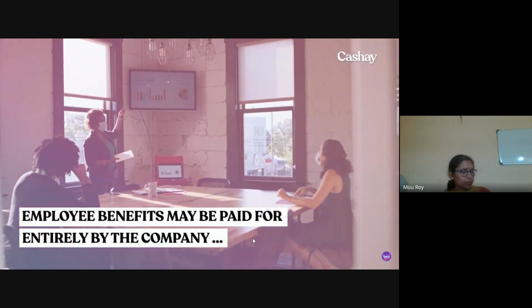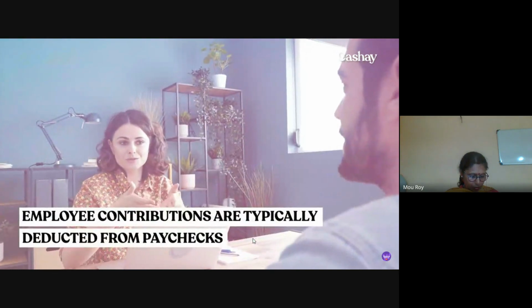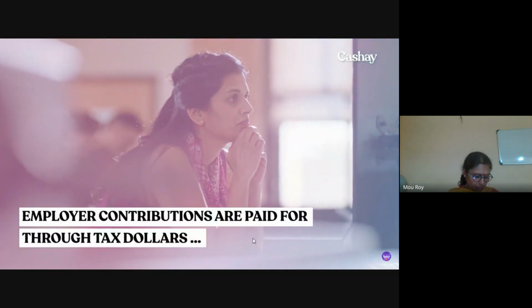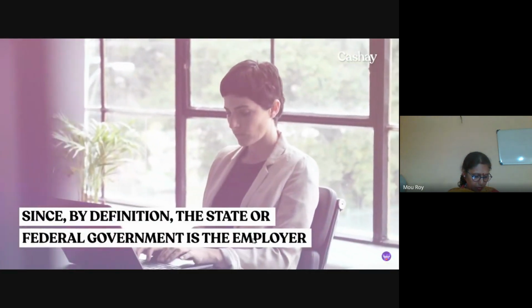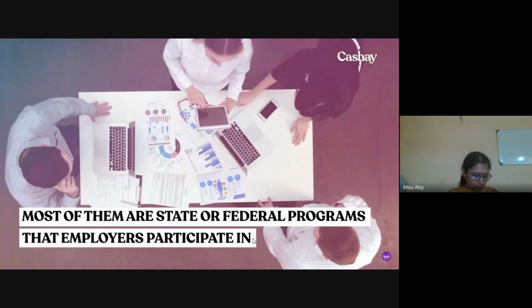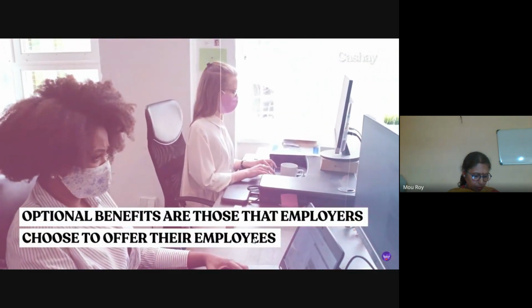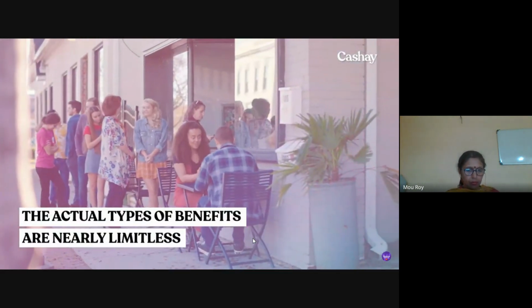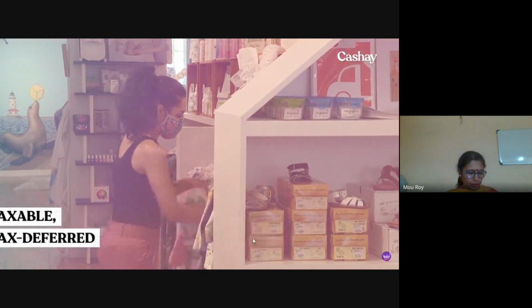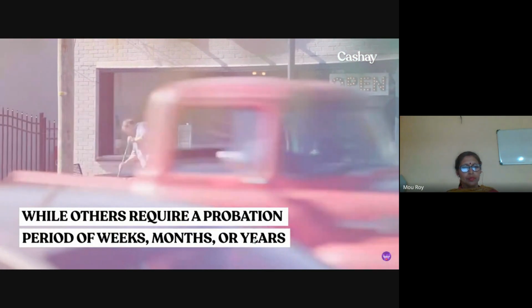Employee benefits may be paid for entirely by the company or by a combination of employer contributions and employee contributions. Employee contributions are typically deducted from paychecks. For public sector benefits, employer contributions are paid for through tax dollars, since, by definition, the state or federal government is the employer. Mandated benefits are required by law. Most of them are state or federal programs that employers participate in. Optional benefits are those that employers choose to offer their employees. The actual types of benefits are nearly limitless. Many employee benefits are taxable, while others are non-taxable, partially taxable, or tax deferred. Some benefits are provided immediately upon employment, while others require a probation period of weeks, months, or years.